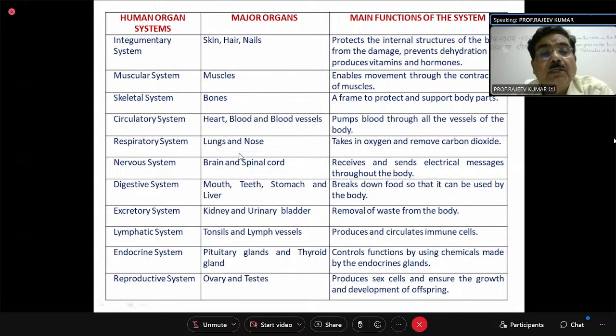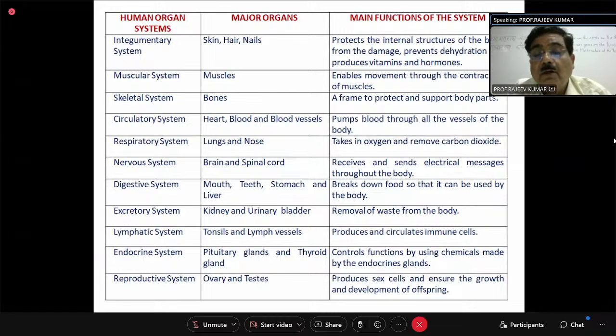The respiratory system involves lungs and nose. The nervous system has brain and spinal cord, which is a very important system. Digestive system: mouth, teeth, stomach, and liver. Excretory: kidney and urinary system. This is also very important. Then the lymphatic system: tonsils and lymph vessels, and so on. I have just given a presentation slide to apprise you of these systems, which I call human organ systems. A system can have one organ or multiple organs.